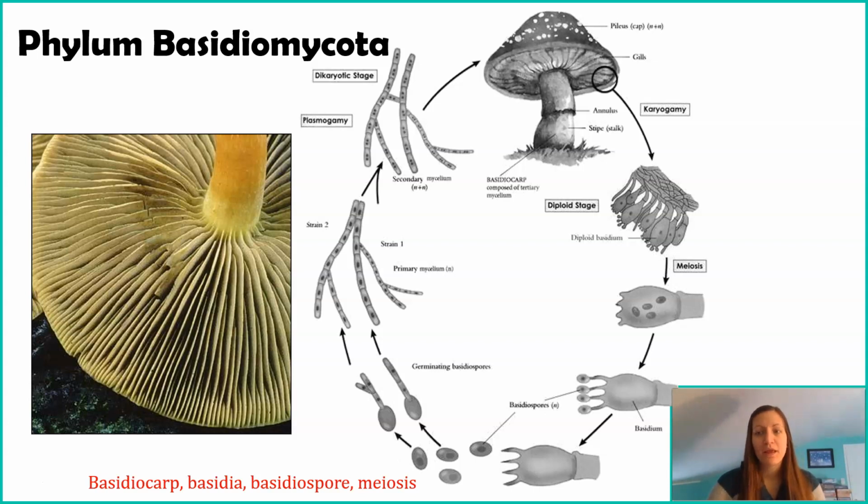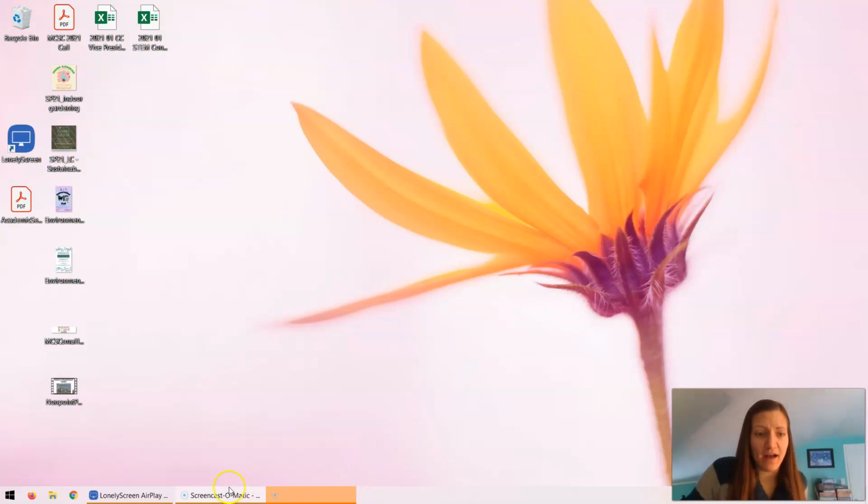and we'll talk about why that's important here soon. So similar to our other mushroom phyla, here is a textbook version of the life cycle, but we're going to simplify the life cycle to just four major keywords: the basidiocarp, basidia, basidiospore, and meiosis. And so, as usual, we're going to go ahead and draw this life cycle. So I'm going to go ahead and get that set up.